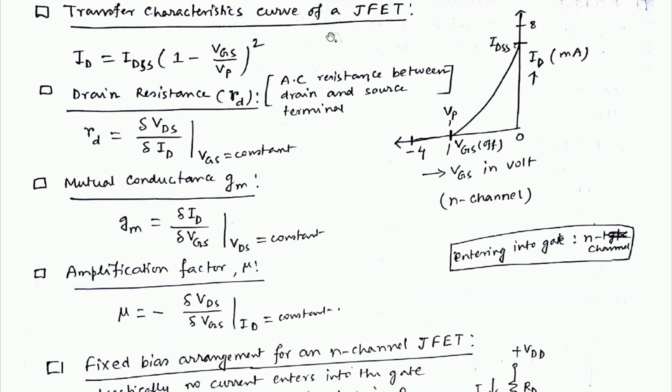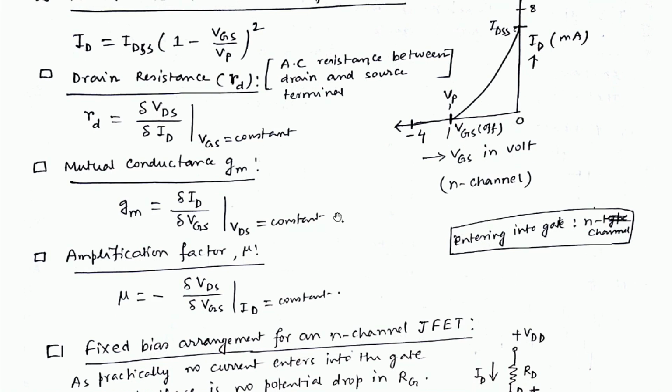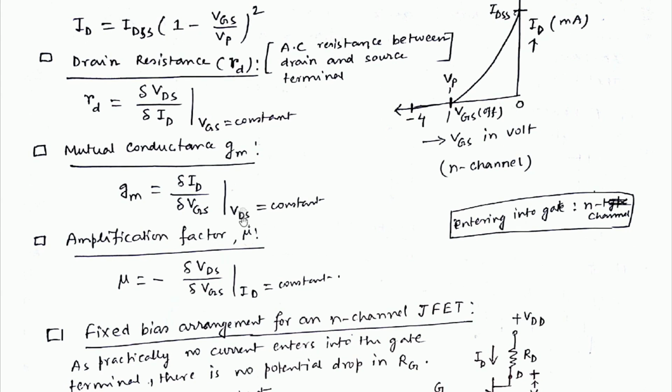Transfer characteristics curve of a JFET: ID equals IDSS times 1 minus VGS by VP whole square, and the graphs look like this. AC resistance between drain and source terminal: drain resistance RD equals delta VDS by delta ID, VGS equal to constant. Mutual conductance GM equals delta ID by delta VGS at VDS equal to constant.